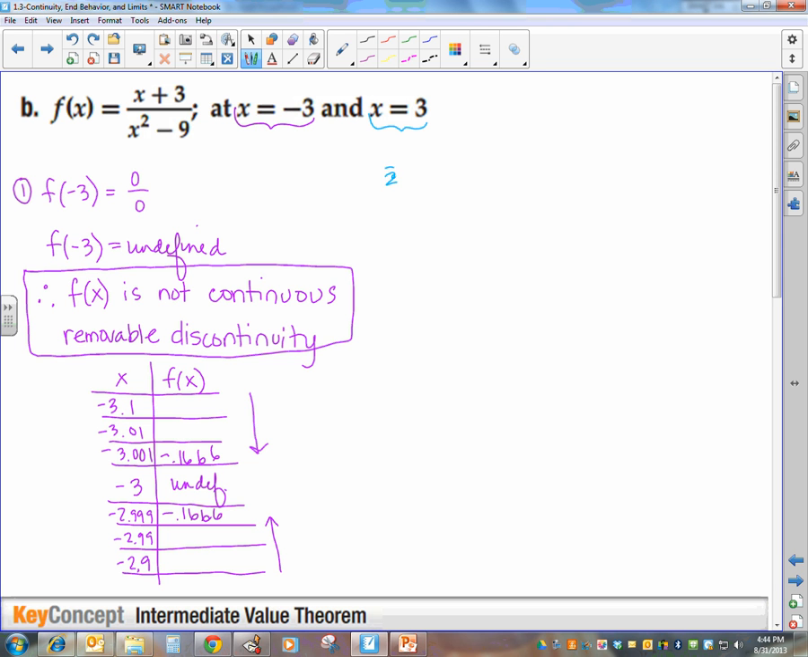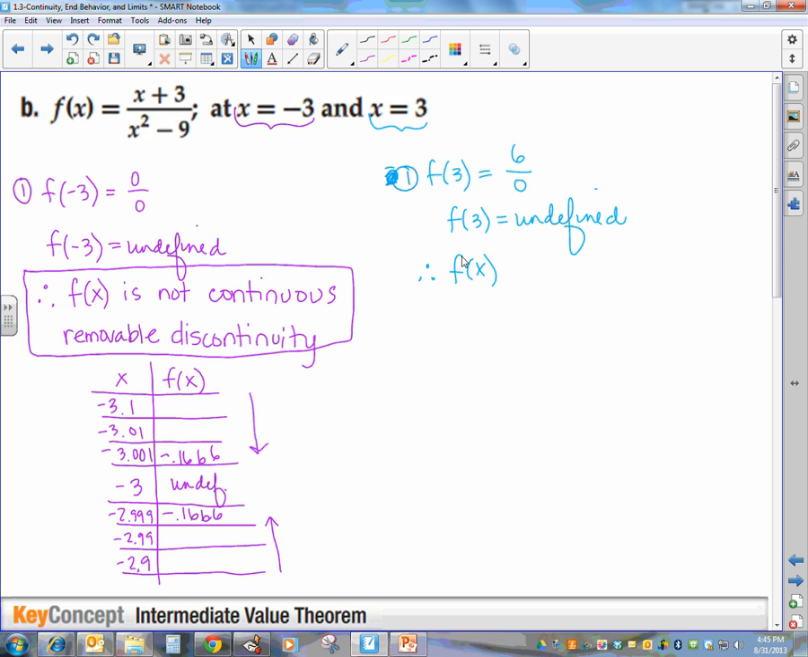So on the second one, number 1, f of 3. We have 6 on the top, we have 0 on the bottom, so we still have f of 3 being undefined. So we're going to say again, f of x is not continuous. And from our picture, I think we can all agree that it is infinite discontinuity, right?